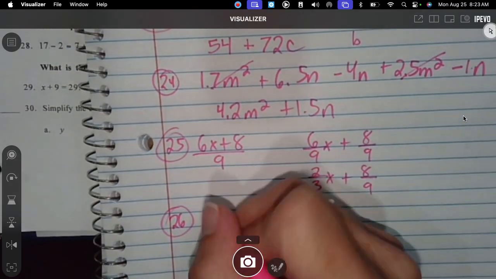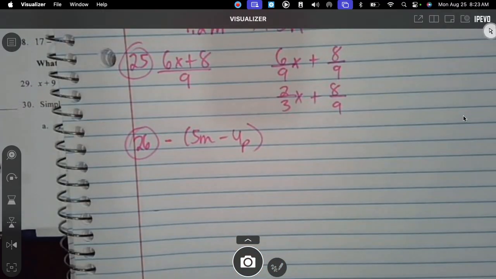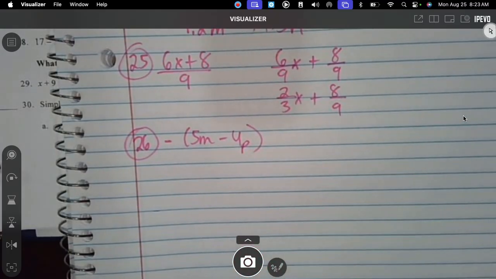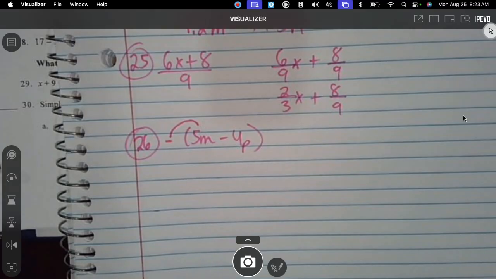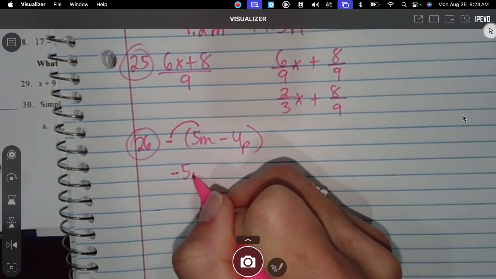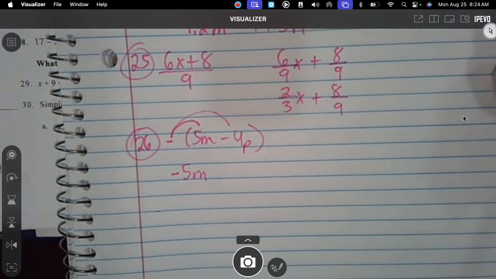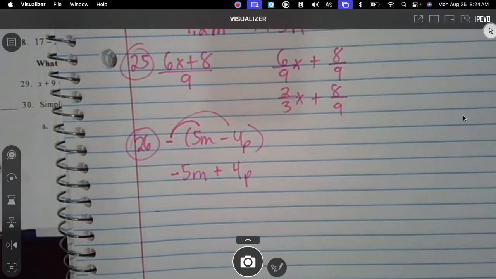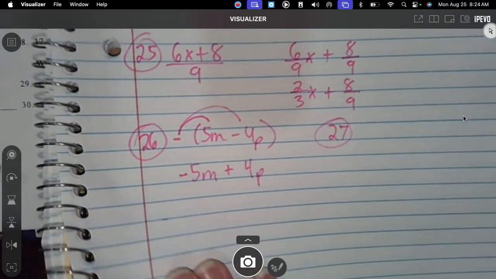26. We've got a negative on the outside, and then you have to distribute it. Okay, that's distributive property again. If you need to put a 1, put a 1. I just think of it as we're changing everything to the opposite. So a negative times 5m is going to be a negative 5m. It became the opposite. What's a negative times a negative? Positive. That ends up being plus 4p. Do y'all understand that? The negative on the outside changed everything on the inside. Negative, positive. Okay.